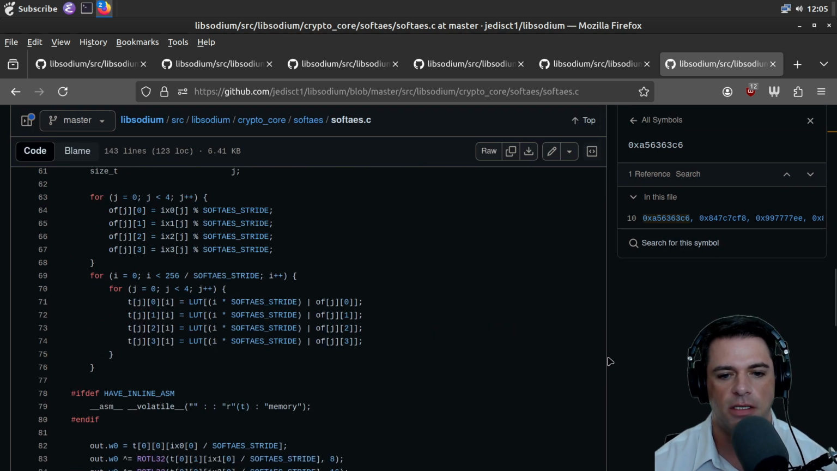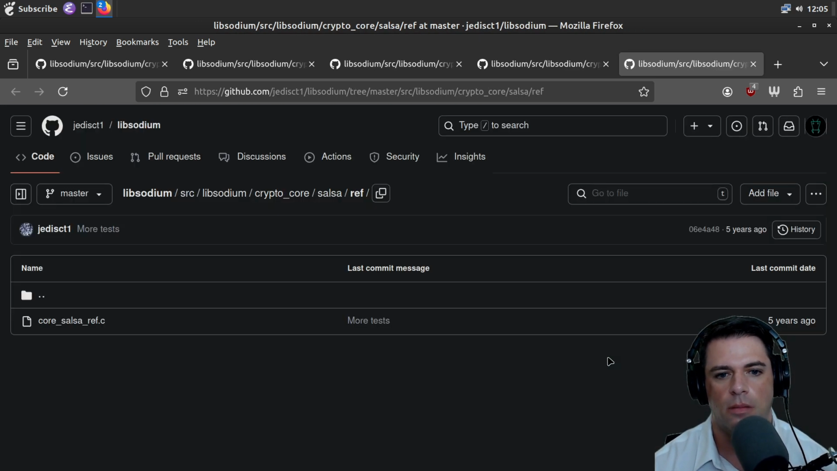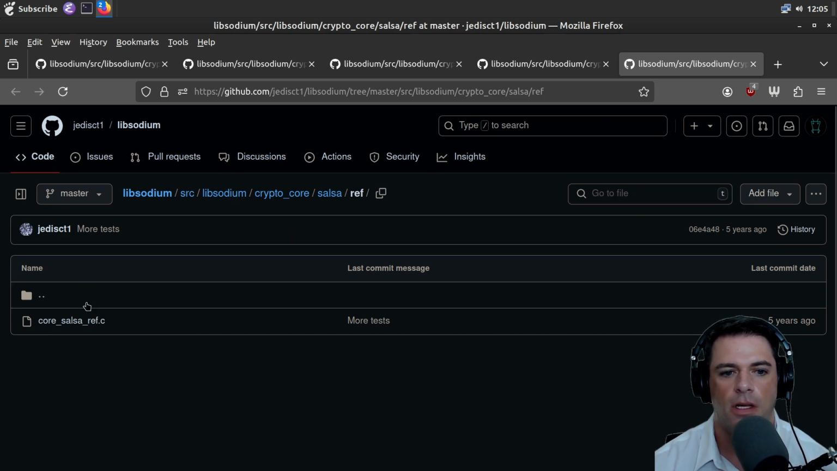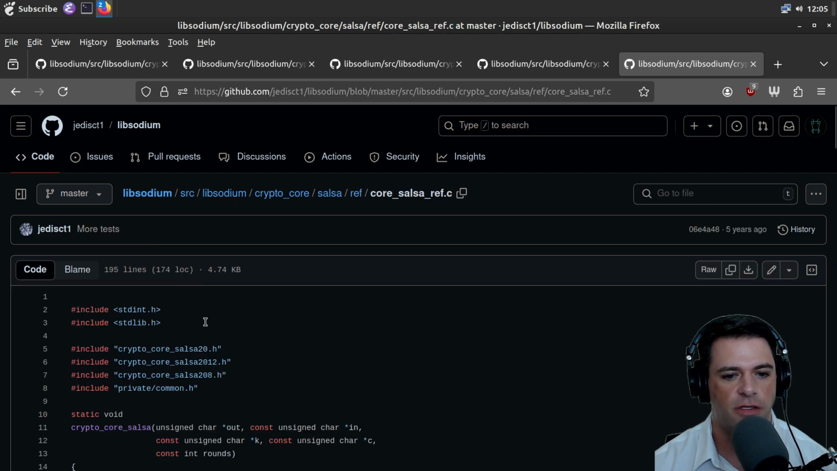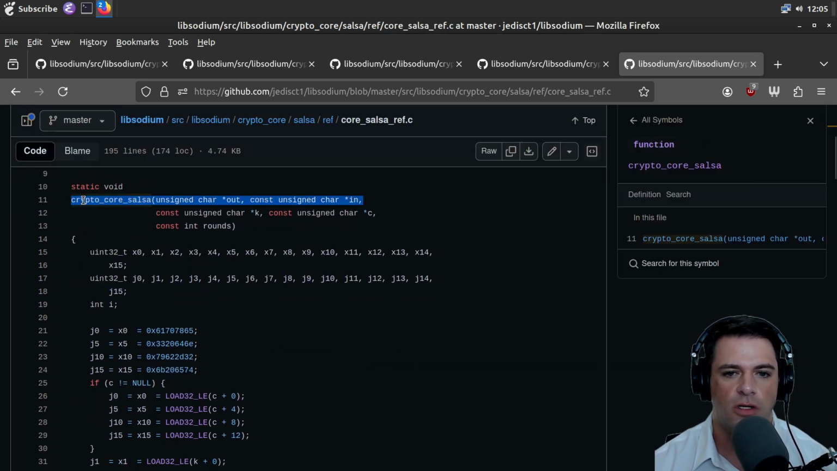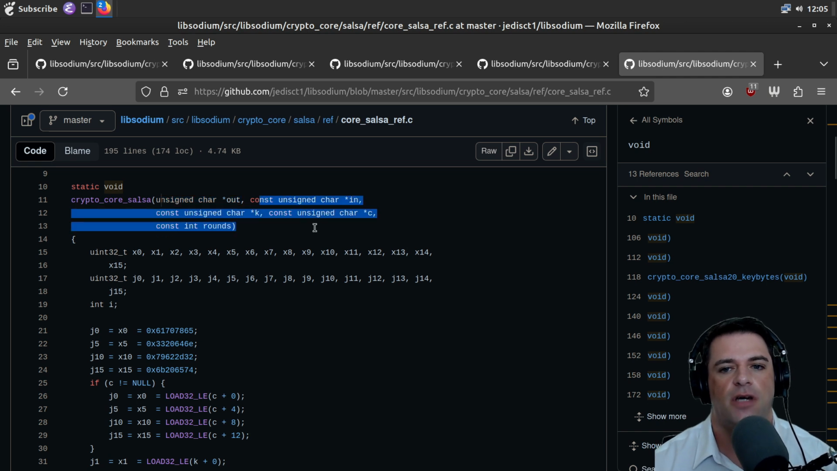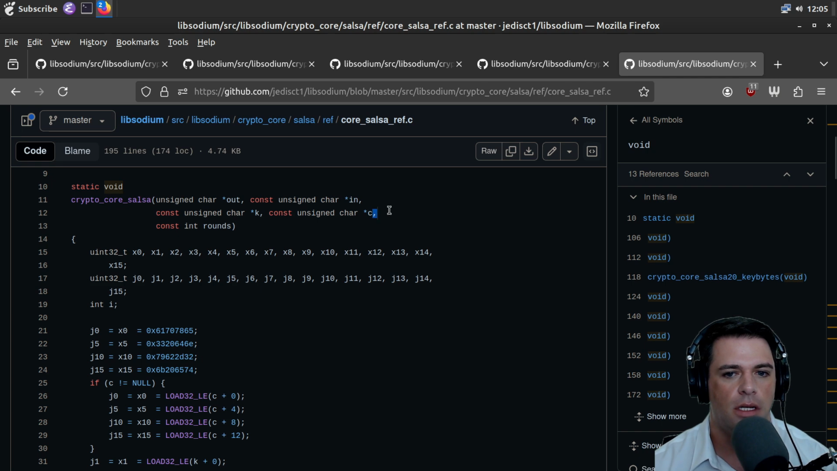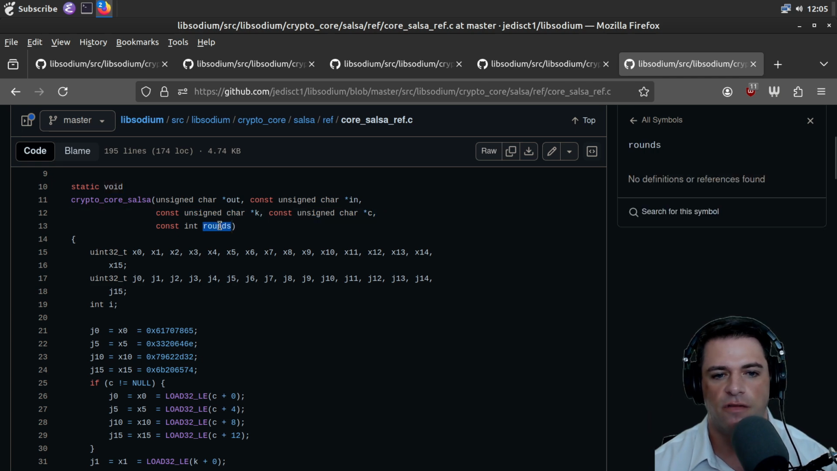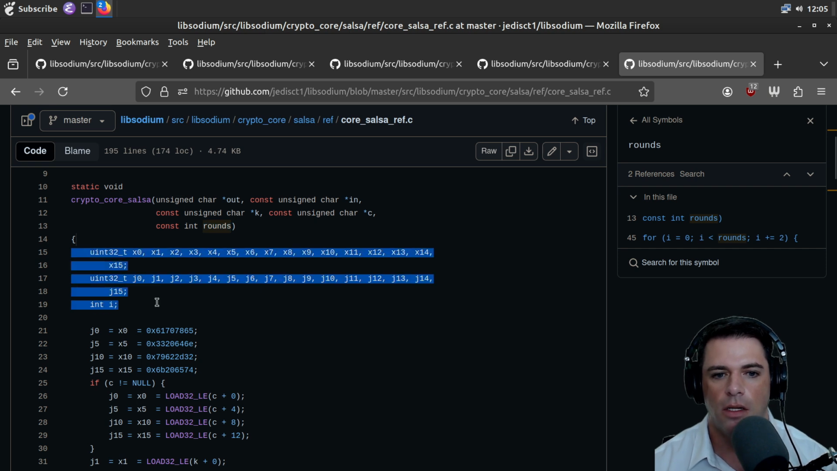I don't see the S-boxes here, but maybe, I don't know. Here's salsa ref.c. Maybe this is the reference implementation. crypto_core_salsa. We're going to take it. We have an out parameter as the first thing. It's going to give you an unsigned char, and then a bunch of const stuff: in, k, c. I don't know what k, c is, and then some number of rounds. And we have a bunch of variables, x0 to x15, j0 to j15, and some int i, probably a counter.